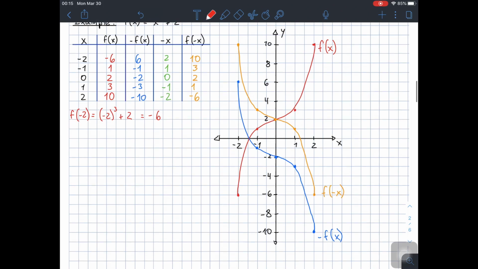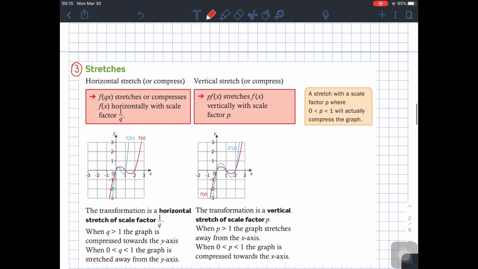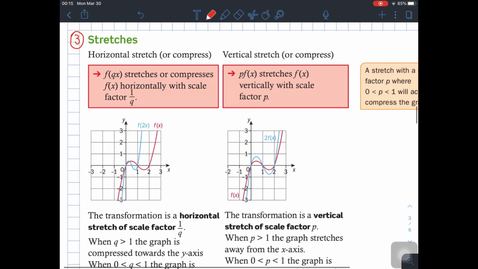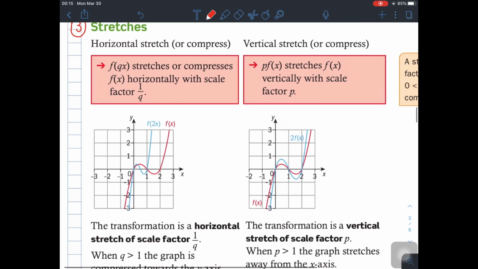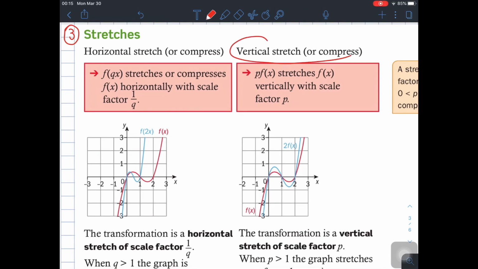Okay, continuing with the last type of transformation, we're gonna see stretches. So, just like the other two cases, we have two types of stretches. The first one is what we call a horizontal stretch or compress, and it says f of qx stretches or compresses the function f of x horizontally with a scale factor of 1 over q. We're going to see that in an example, what exactly that means. And then we have vertical stretch or compress, and it says p f of x stretches the function f of x vertically with a scale factor of p.